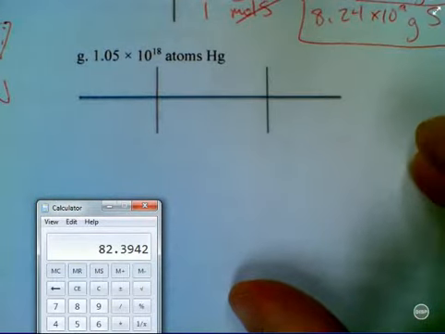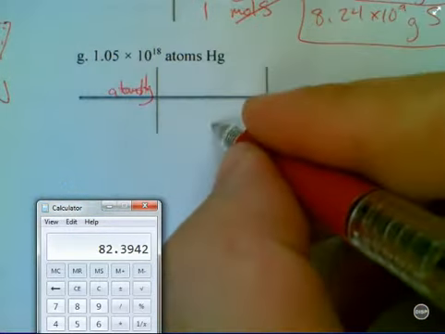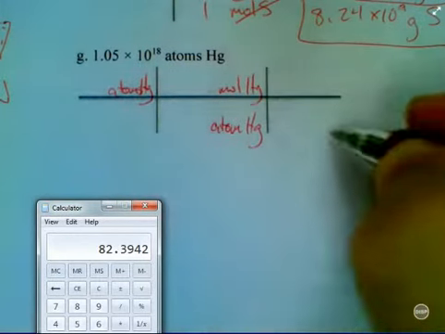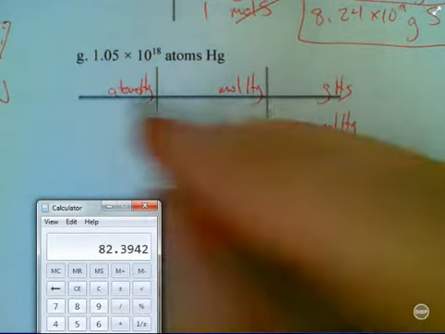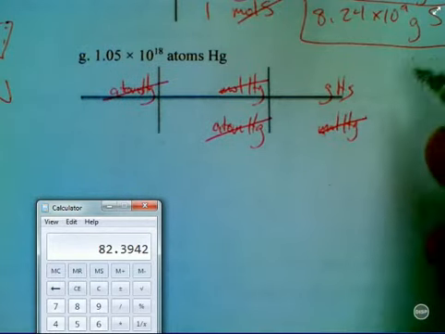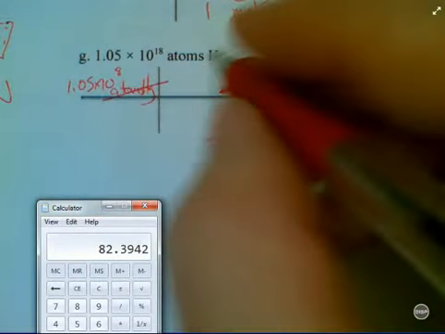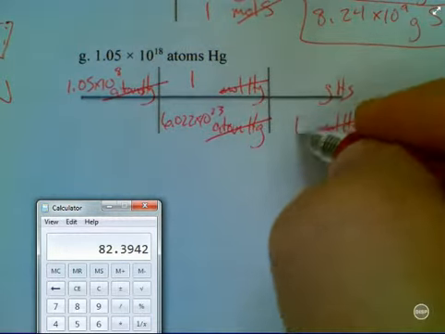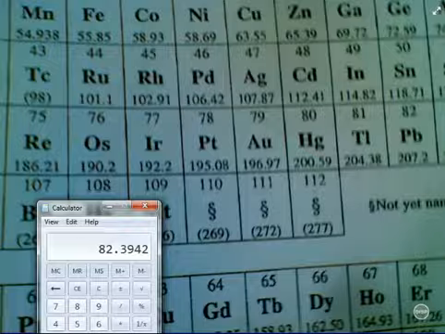Last one. Again, another situation where we're given atoms. This time it's of mercury. So atoms of mercury into moles of mercury, and then from moles of mercury into grams of mercury. And again, how do I know this is correct? Because atoms cancel with atoms, moles cancel with moles, and I'm left with grams of mercury. So let's plug in what I've been given. Times 10 to the 8th. I know for every 1 mole I have 6.022 times 10 to the 23rd. And I know for every 1 mole of mercury I have 200.59 grams of mercury.